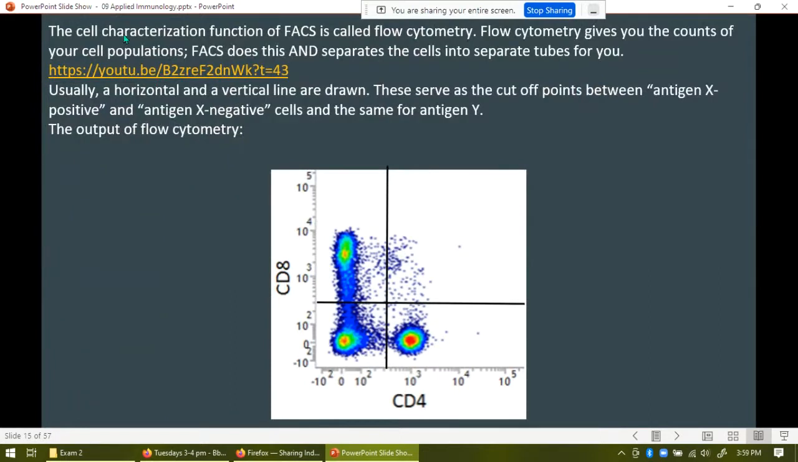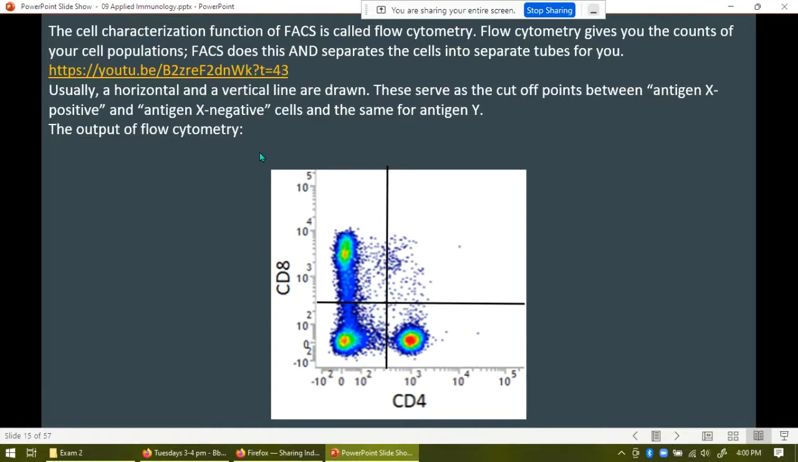And then the cell characterization function of FACS is called flow cytometry, and a flow cytometry output looks something like this. Here are your CD8 positive cells that don't express CD4. These are your cytotoxic T cells. Here are your CD4 positive cells that don't express CD8. These are your T helper cells. And then here are your double negative cells that are probably not T cells at all, right? And these might be what you throw away. So you're isolating cytotoxic T cells from T helper cells from non-T cells.